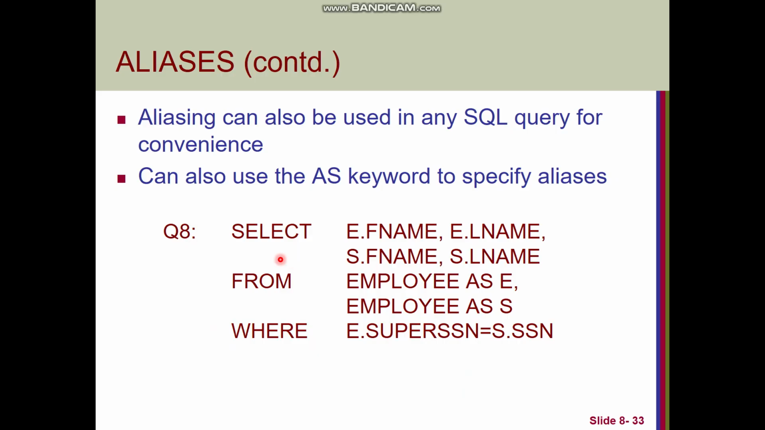Also, aliases can be used with the as keyword. For example, select E dot F name, E dot L name, S dot F name, S dot L name from employee as E and employee as S. So if you are comfortable using space, you can use the space operator. If you are comfortable using as, you can use the as operator. It becomes more understandable and more readable.